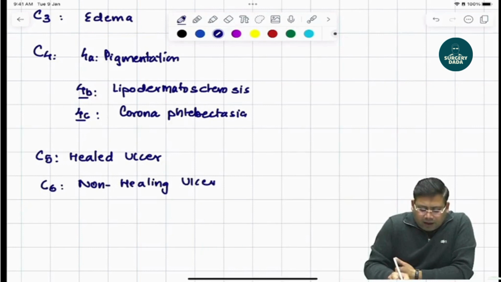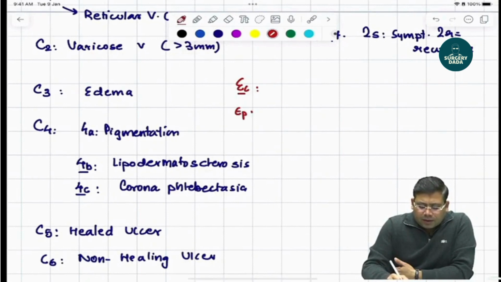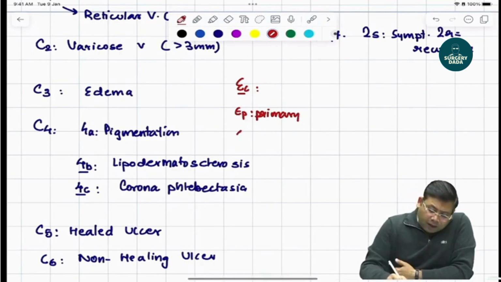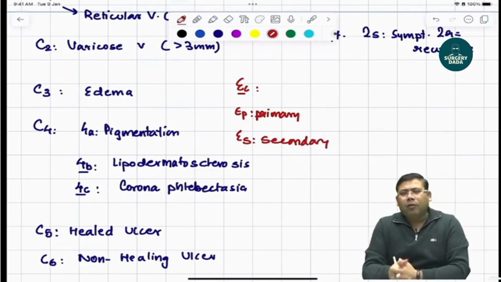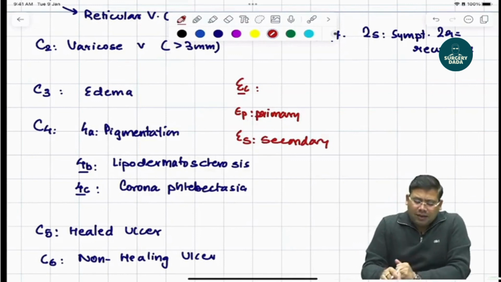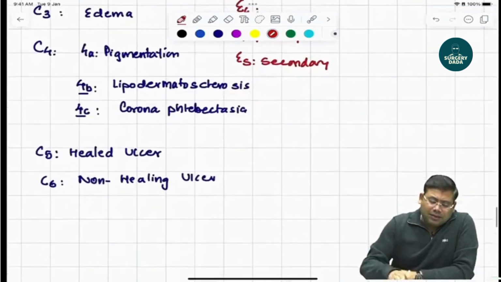Then what about the etiology? EC means by birth, EP means there is no associated cause and it is not associated from the birth, and ES means secondary. So suppose the patient had suffered an accident, an injury, or maybe DVT, and post DVT there is a swelling, so that is ES. All the things which have a precedent history or cause or etiology, that is considered as ES.